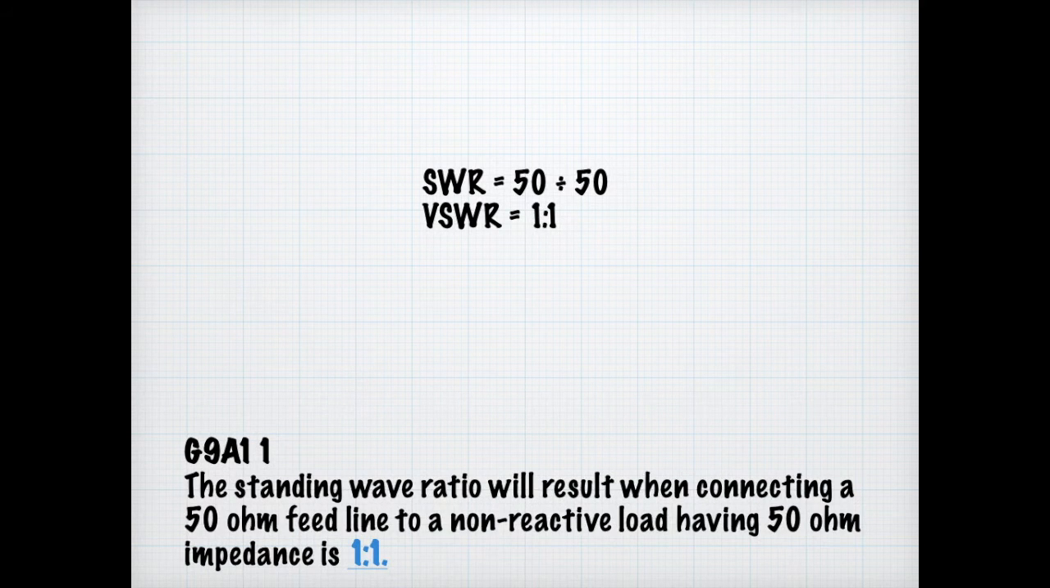My apologies, I just noticed that in the previous slide it was VSWR instead of SWR. So please excuse that. For the exam, you also need to know that the standing wave ratio that will result when connecting a 50 ohm feed line to a non-reactive load having 50 ohm impedance is 1:1, or the ratio is 1:1.